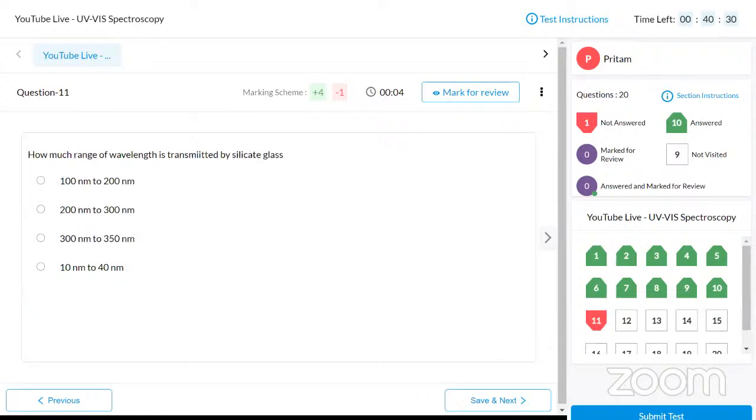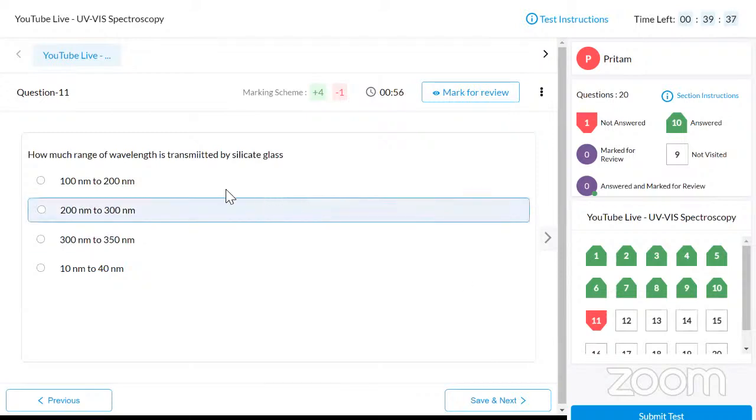How much range of wavelength is transmitted by silicate glass? Now every element has its fixed wavelength of transmission. So how much wavelength will silicate glass transmit? For GPAT MCQs, when you are approaching such type of questions, you will have to memorize the different absorbance ranges, like what it is for silicate glass, because it is important. If you are going to use silicate glass as your material of construction, you will have to know whether it is interfering with the analysis or not. So roughly, for certain solvents, you also have to memorize the lambda max or wavelength range, so that it would be easy for you to answer these questions.